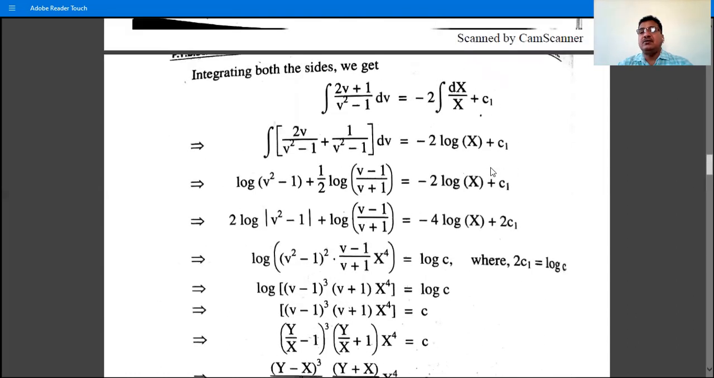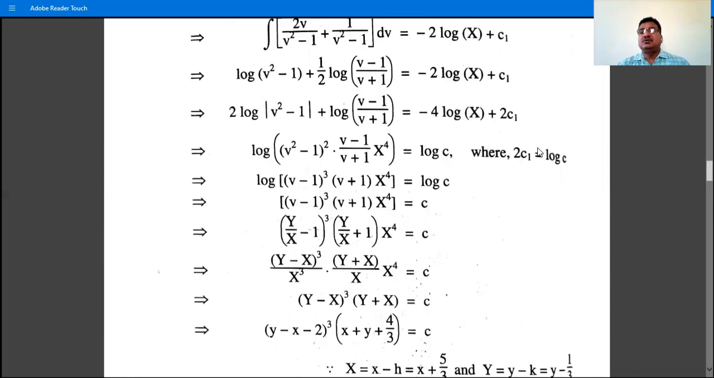Here c1 is the constant of integration. So write 2c1 as log c, new constant. And then cancel the log of both sides. We have (v minus 1) cube, because (v minus 1) square and (v minus 1) cube, (v plus 1) and v square minus 1. So what is its simplification?